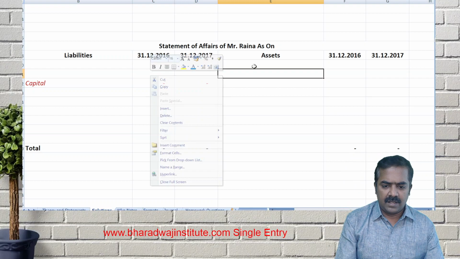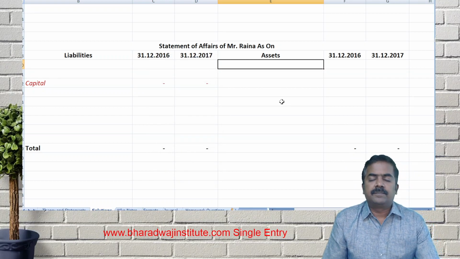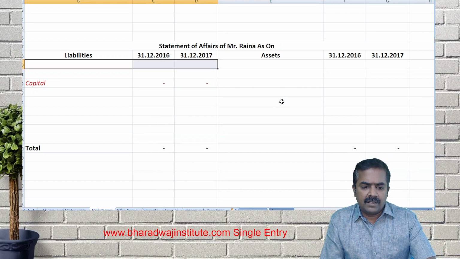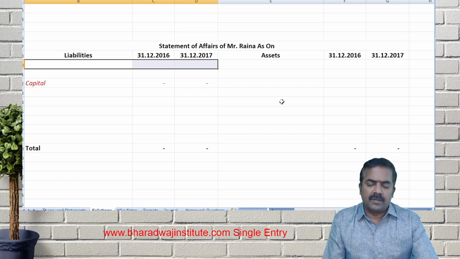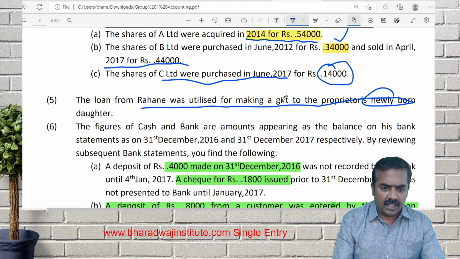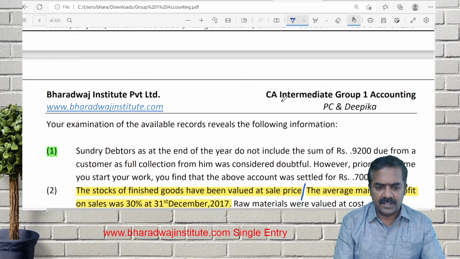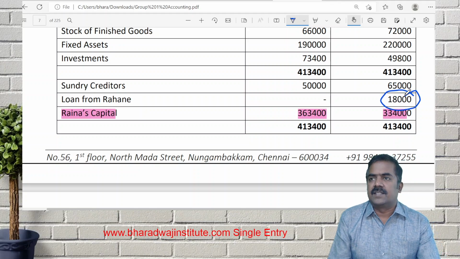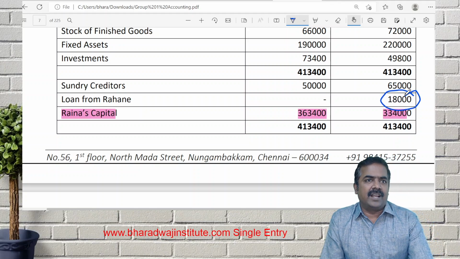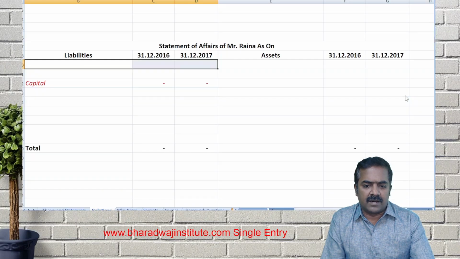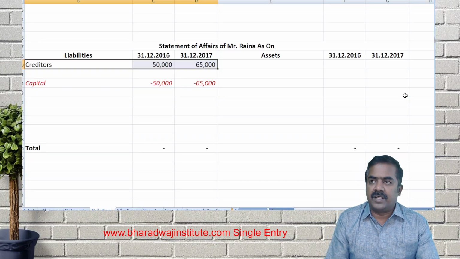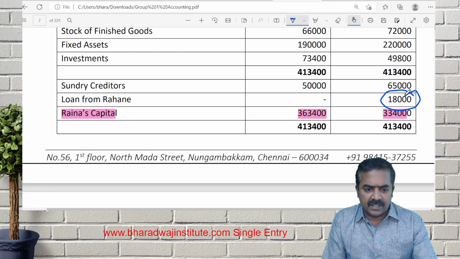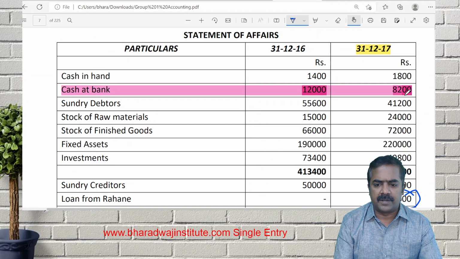Statement of affairs. Tell me, what are the assets at the end? At the beginning, at the end? Creditors, what is a creditors balance? I hope there is no working required for creditors balance. What is a creditors balance? 50,000, 65,000. Loan will not be considered because it is a loan taken for personal purpose. That should not be recorded in business. So capital, 50,000 and which one? 65,000.